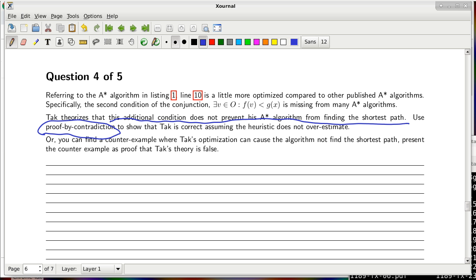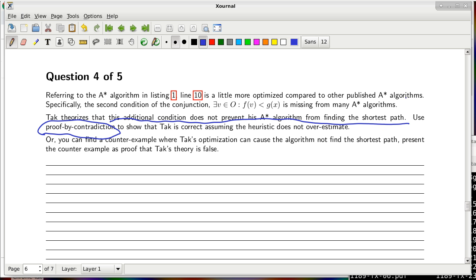This condition is, let me think about it. The algorithm contains this as part of the conjunction. So that means this condition has to be true to stay in the loop, which means if this condition becomes false, the loop is going to end early, right? So if the negated theorem is true, that means sometimes we got out too early when we have not found the shortest path. So you have to show me why that is not possible. How do we do that?